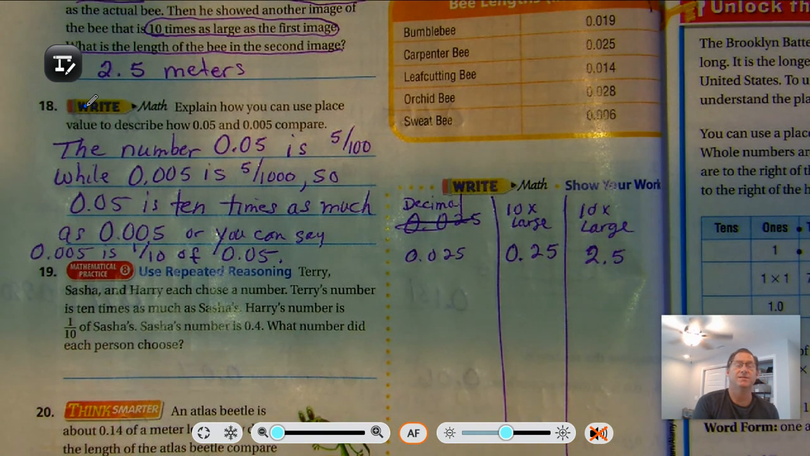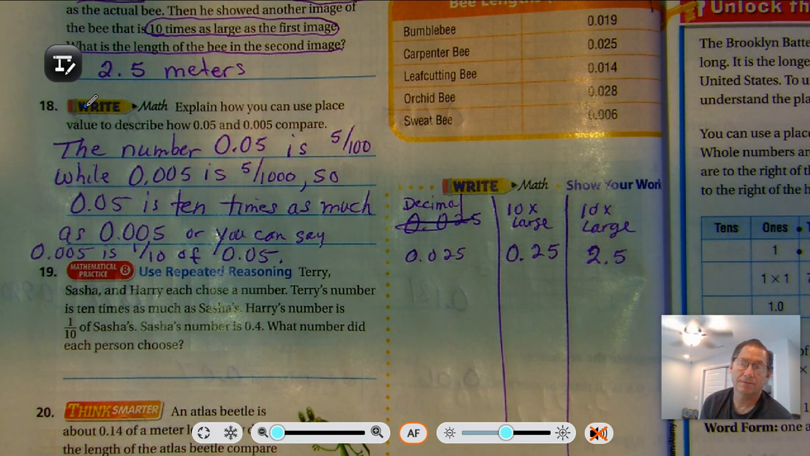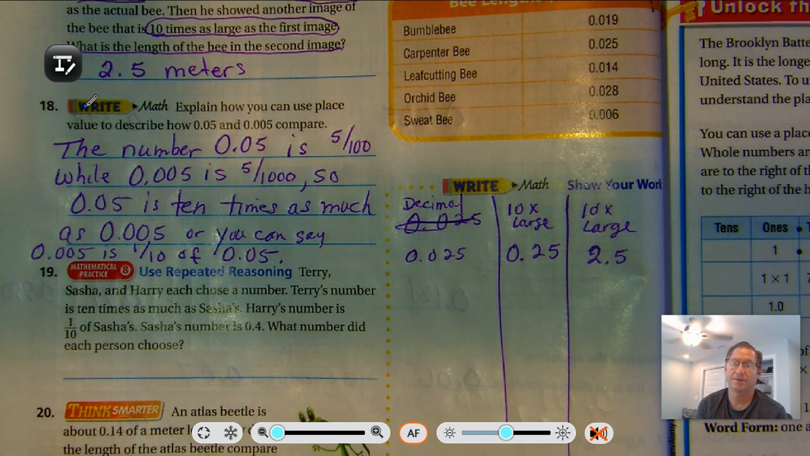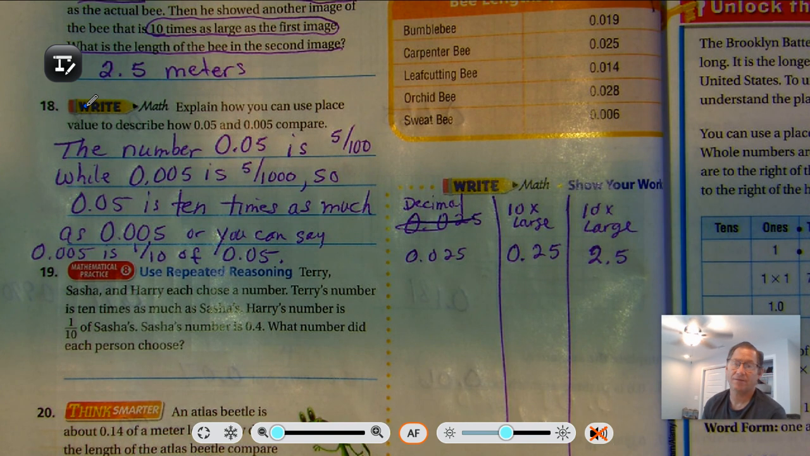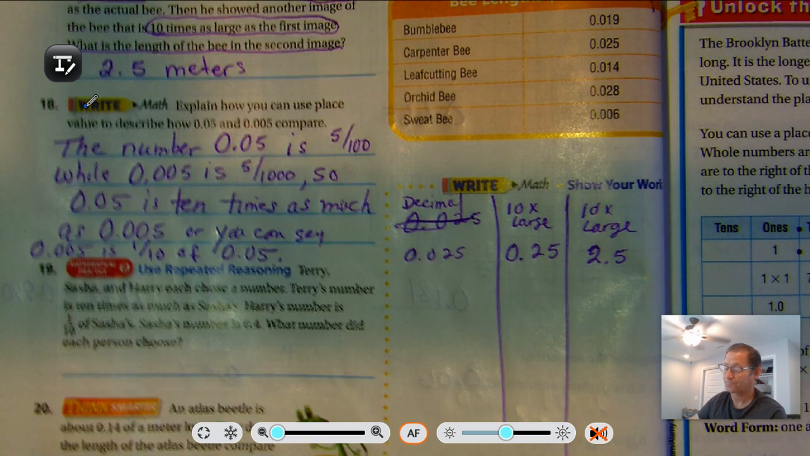Okay, so the number 0.05 is 5/100ths, while 0.005 is 5,000ths. So 5/100ths is 10 times as much as 5,000ths. Or we can go the other way and say 5,000ths is 1/10 of 5/100ths.